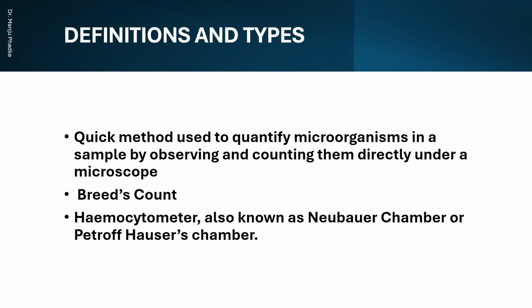There are two types of methods that could be used for a direct microscopic count. One of them is the Breed's count, which is a method that uses stained preparations. Normally they are stained by crystal violet, or you could even use stains which can differentiate between live and dead cells. The other method of carrying out a DMC is the use of a hemocytometer or a Petroff-Hausser chamber, which can be used in unstained preparations. The hemocytometer is also known as the Neubauer chamber.